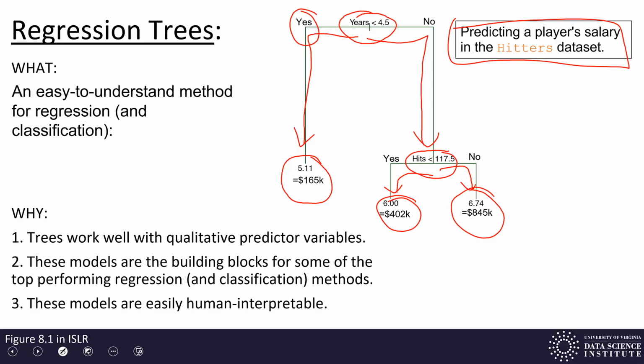But one of the main benefits of regression trees is that they are human interpretable. So you and I just walked through this regression tree and followed this very simple model, and I didn't have to define anything for you, and I hope it made sense because it's pretty simple.